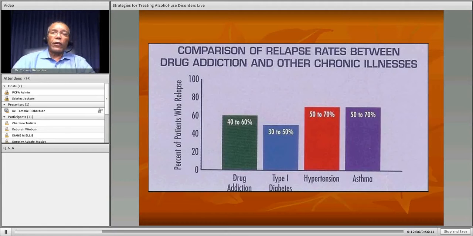The comparison of the relapse rates between drug addiction and other chronic illnesses, as you can see: drug addiction, which will include alcohol, 40 to 60%. Type 1 diabetes, the relapse rate is 30 to 50%. Hypertension is 50 to 70%, and asthma is 50 to 70%. So you can see the relapse rate for addiction is less than hypertension, and it's also less than asthma.